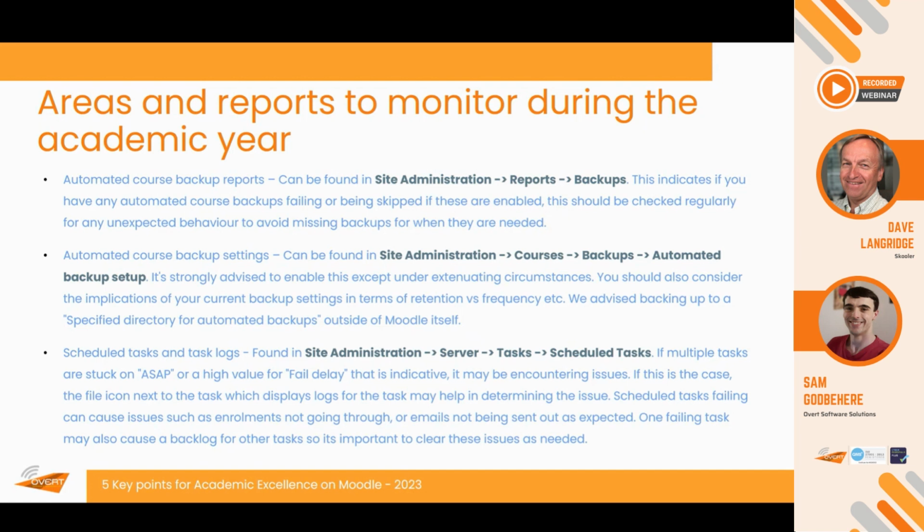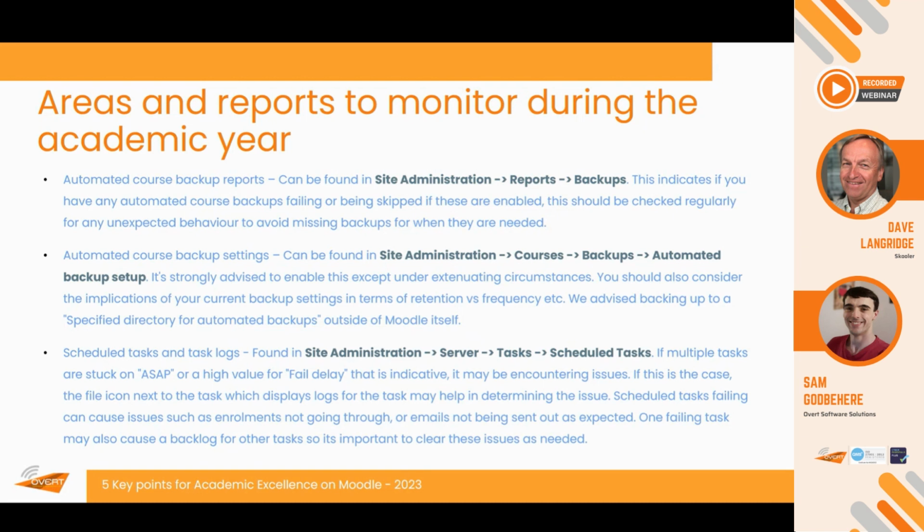The last thing you want, when you have an issue with a course that needs to be restored, is to find out, oh no, the course backups have been failing and we weren't aware because we weren't checking the report. So that's an important report to at least check regularly just to stay on top of your course backups. And along the same lines, of course, there are the settings for the course backups themselves. Those can be found at site administration, courses, backups, and then automated backup setup. It is strongly advised to enable that, except under extenuating circumstances where perhaps you don't have enough disk space or you have some other alternative method of providing backups.